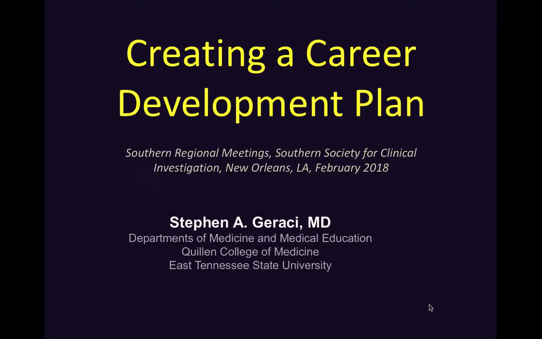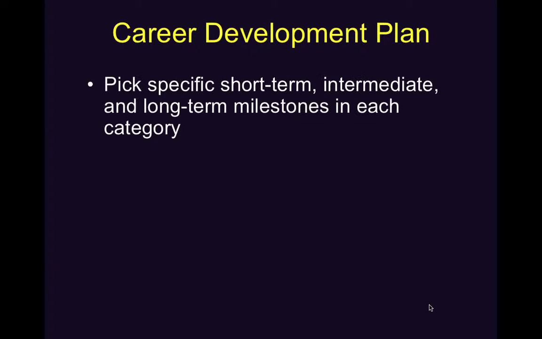So some of this we went over already. It's the idea of having short-term, intermediate-term, and long-term milestones in each of the categories you want to succeed in. Look at activities as series or parallel.